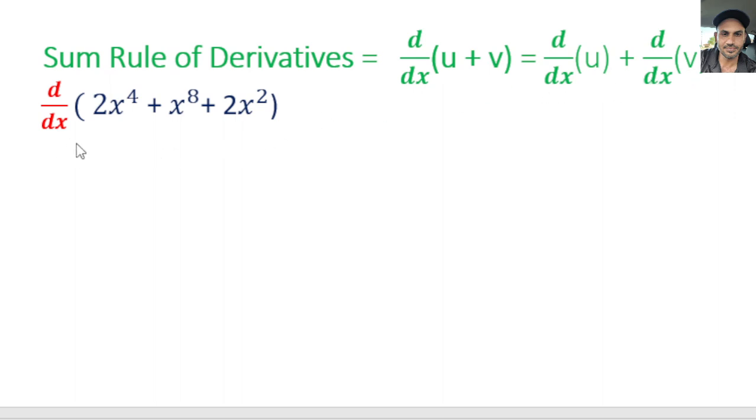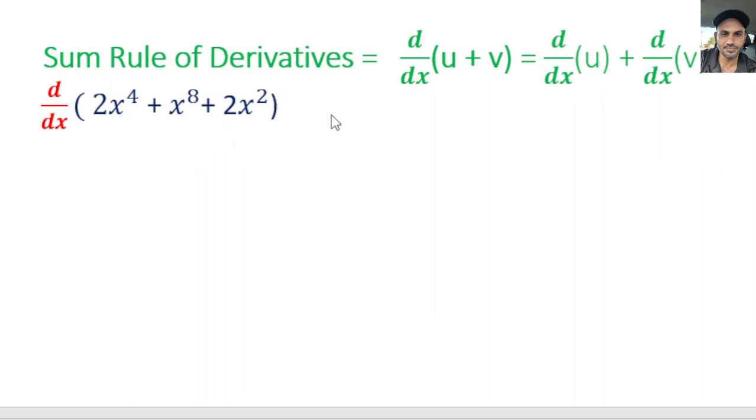So let's take a look at the example here. We have this expression: 2x to the fourth plus x to the 8 plus 2x squared. We want to take the derivative of this expression. So we're going to apply this particular rule here and then take the derivative of this function.